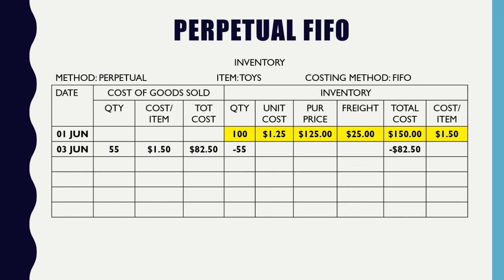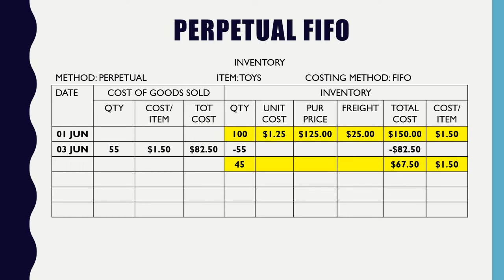So once I do that, now I'm going to have a remaining of my yellow batch is going to be 45 items, giving me a total cost of $67.50 this time, right? I took my 55 items, I subtracted out of my 100. I've subtracted my $82.50 from my total of 150. All right, and I got a new total now.